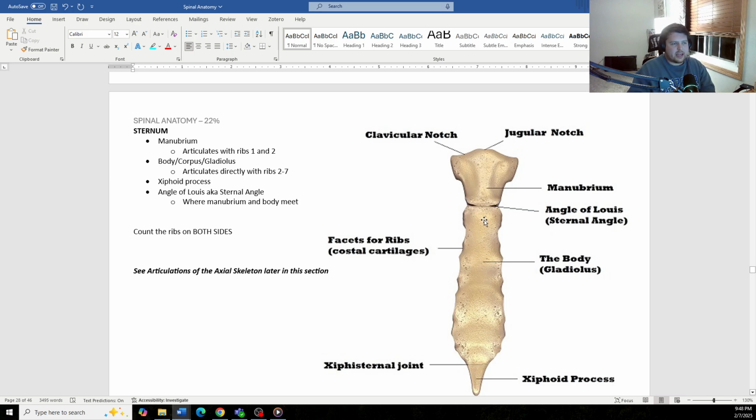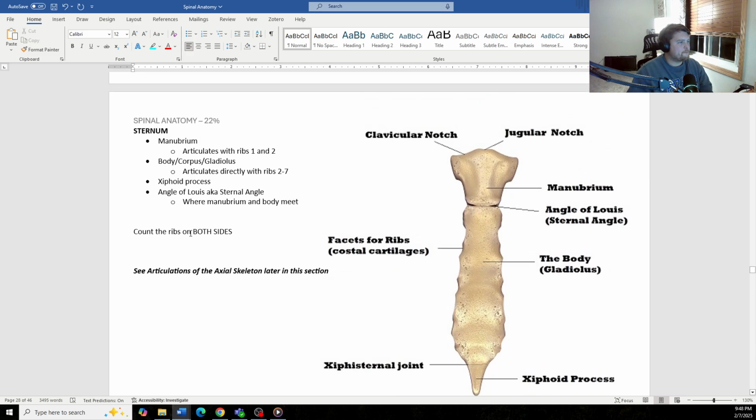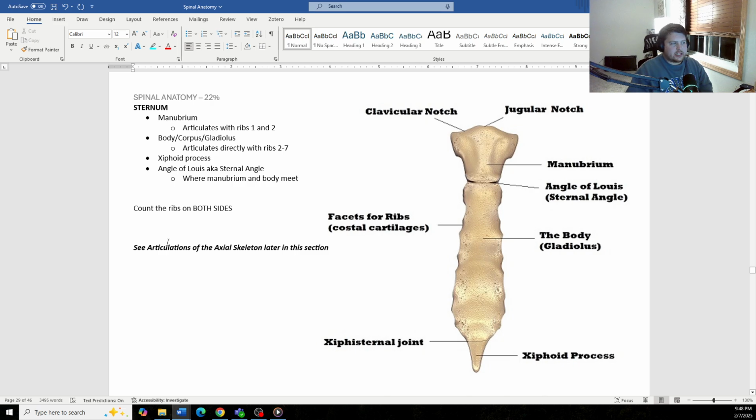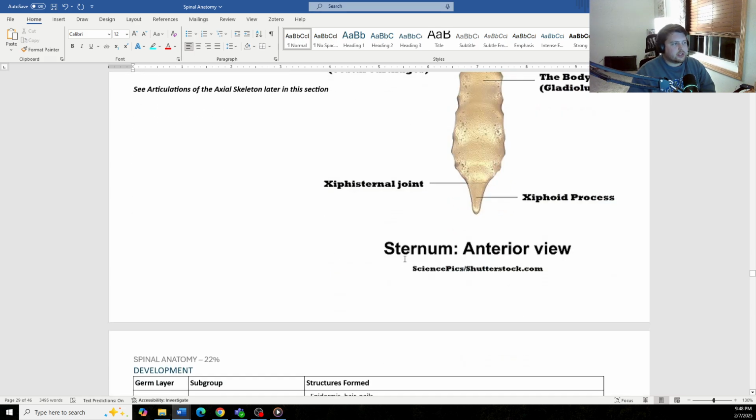The body has a couple of AKAs. It's either the body, the gladiolus, or the corpus. All of those are AKAs for the body portion of the sternum. Finally, the last little tippy-tip point, that is the xiphoid process. There's a little joint here. We call it the xiphosternal joint. There is minimal movement right there. Later on, we'll see some more about the articulation, so we'll look at the specific articulations of the clavicle and some other things that connect into the sternum.